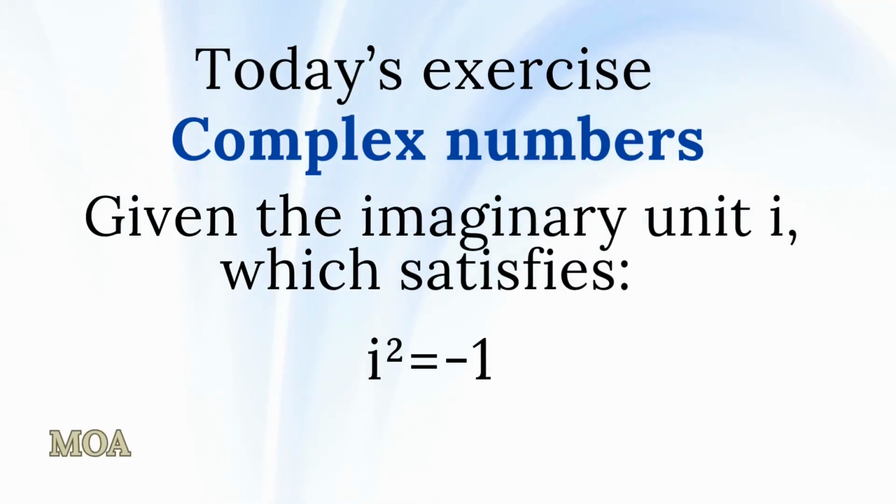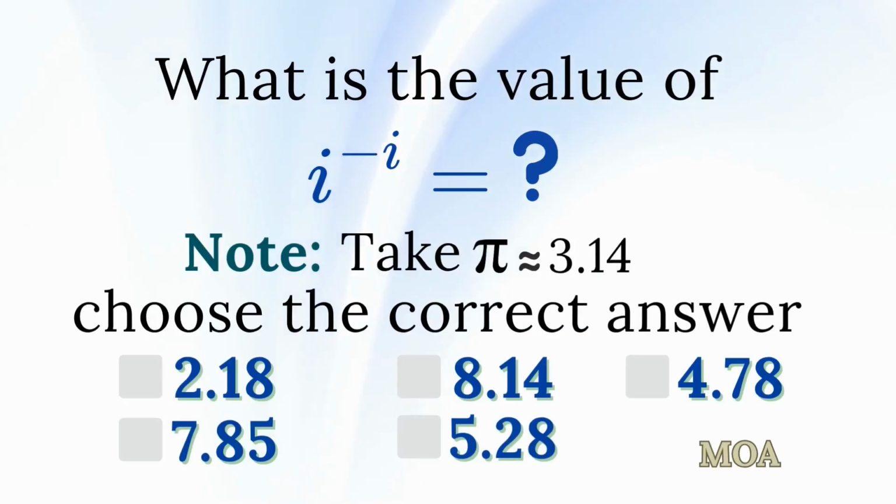Let us first explain the concept behind today's exercise to help you understand it better. We are given the imaginary unit i, which satisfies the important identity i squared equals -1. Our question is the following. What is the value of i raised to the power -i? Take your time to calculate it, and then choose the correct answer.